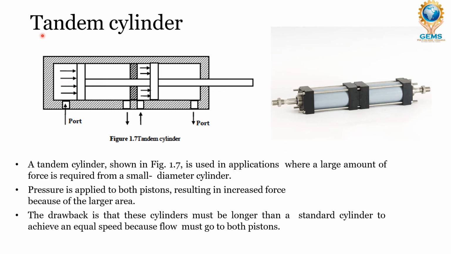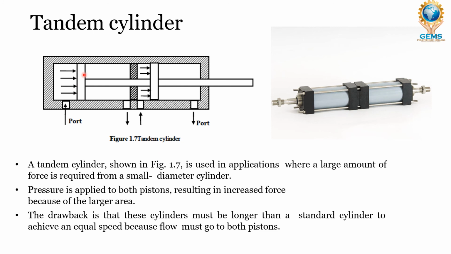Now let's come back to the tandem cylinder. So this is how the tandem cylinder looks. A tandem cylinder shown in the figure is used in applications where a large force is required from a small diameter cylinder. So by using the small diameter cylinder, wherever a large force is required, we can go for this tandem cylinder. Pressure is applied to both pistons.